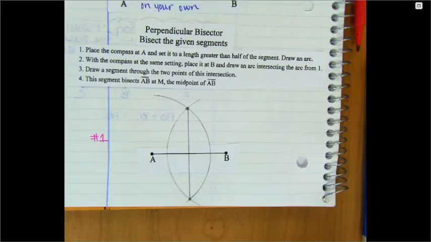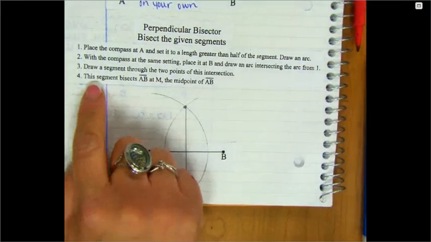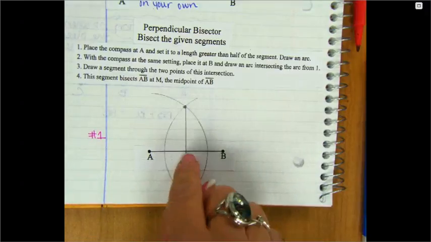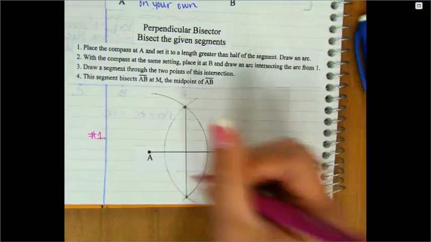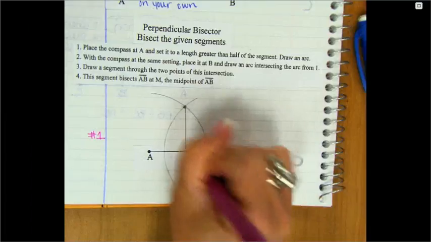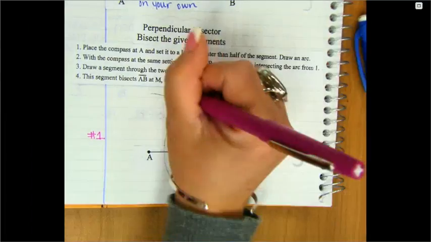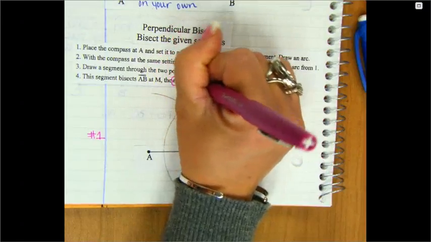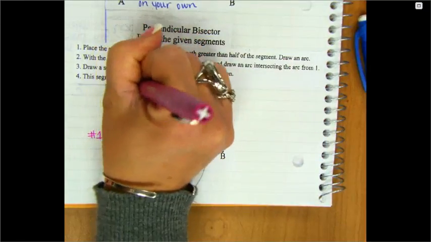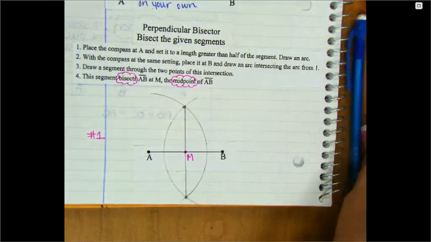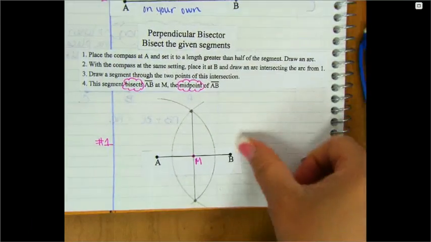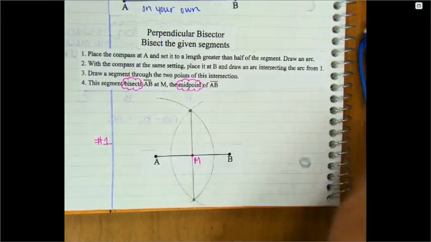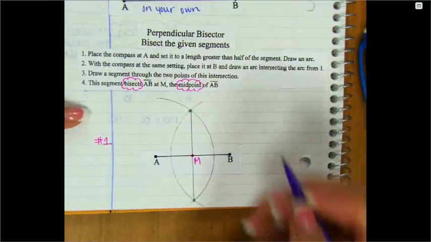Then what you're going to do is this. It says, this segment bisects segment AB at point M. So right here, this is point M, which is the midpoint. So I want you to underline or circle the word midpoint. And I want you to circle the word bisect. So this segment bisects segment AB at M. M is the midpoint of AB. We're going to define those words.